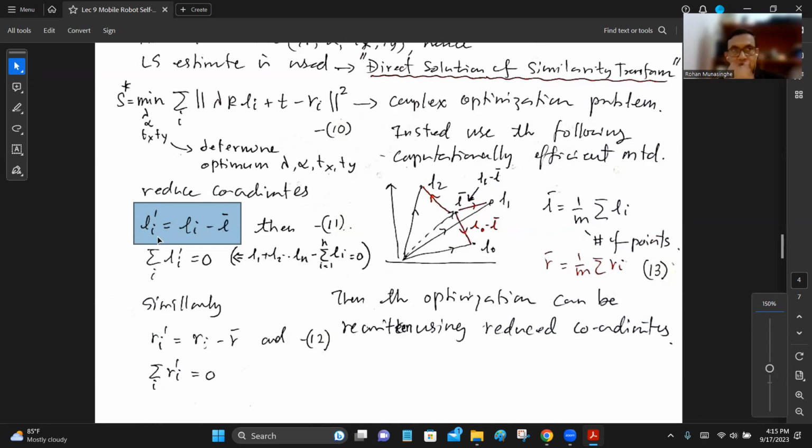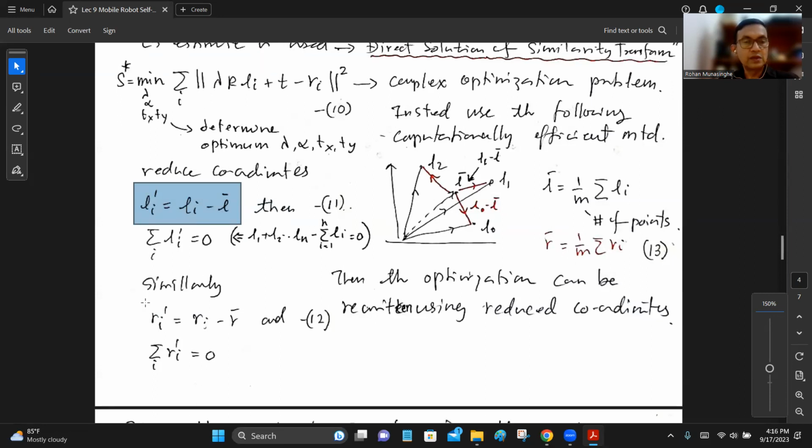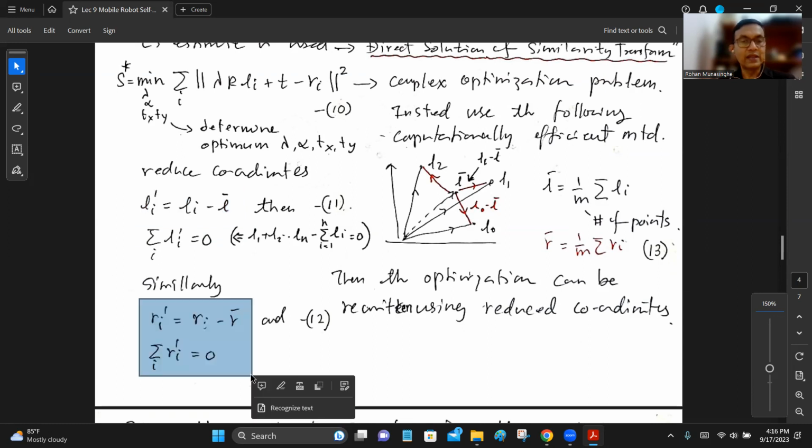Now all of these L dash, the modified landmarks, are actually coming from the centroid. These red vectors here, this one, this one, this one, and so on, are coming from the centroid of the landmarks, okay? And similarly, for the reference landmarks, you can write it like that. You define a new reference landmark for each reference landmark, Ri dash, which is equal to Ri minus R bar. So you deduct the centroid of the reference landmarks from individual reference landmarks, okay?